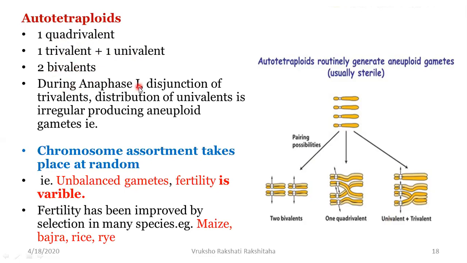So, what happens during anaphase I then? Disjunction of the trivalents and distribution of the univalents is irregular, resulting in the production of aneuploid gametes. What is happening here? We have discussed at the level of the chromosomes. The chromosome assortment, that is, movement towards the poles, takes place at random. It does not take place systematically. That is, unbalanced gametes are formed. In autotetraploids, fertility is variable, meaning some are fertile and some are sterile. But fertility has been improved by selection in many species of maize, bajra, rice and rye.